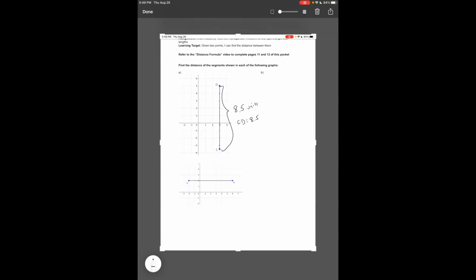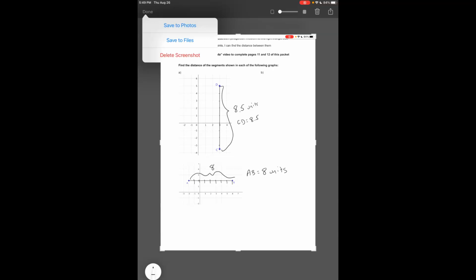Likewise, the length of segment AB, again, we just have to count the spaces. So 1, 2, 3, 4, 5, 6, 7, 8. So we have a distance here of 8 units. AB is equal to 8 units. So that's not too bad, pretty straightforward. It's pretty simple.